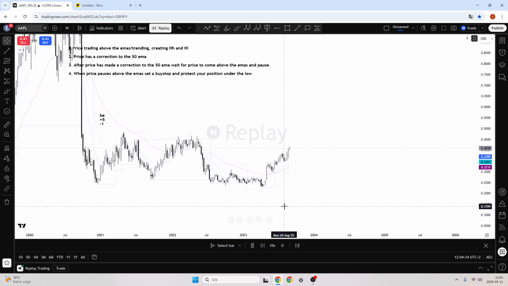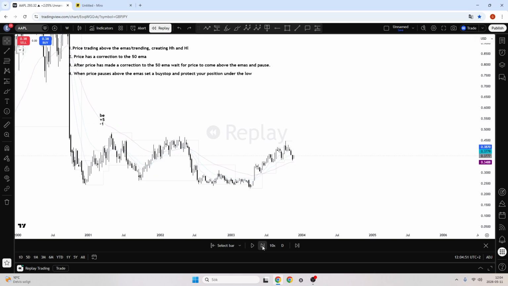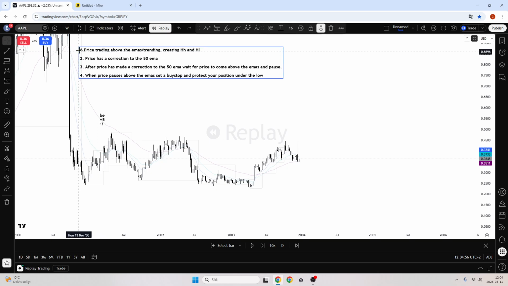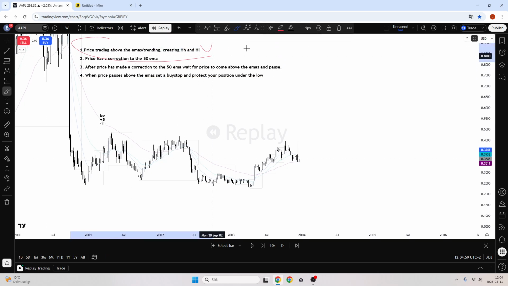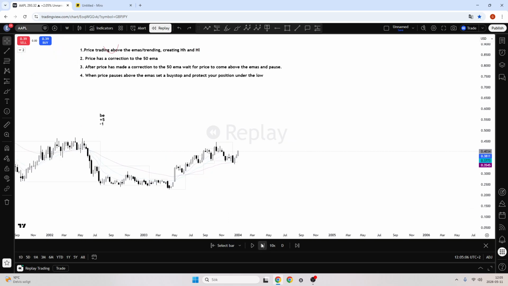Alright, so we have some bullish structure going on right here. We created this small little leg right here, as you guys can see. So I will simply wait for a flush right here to the 50 MA, because the first is checked: price trading above the EMAs, trending, creating higher highs and higher lows. And now I would wait for a pause right here. Let's see if we can pause.